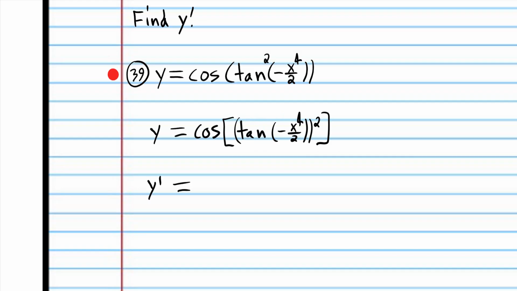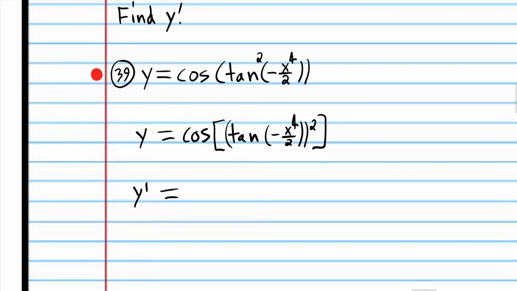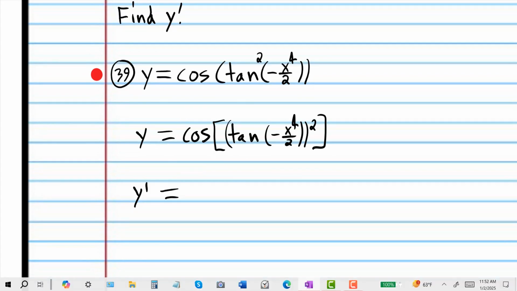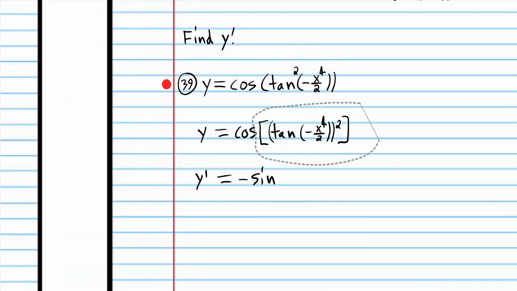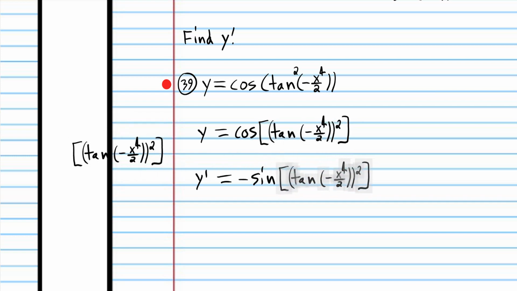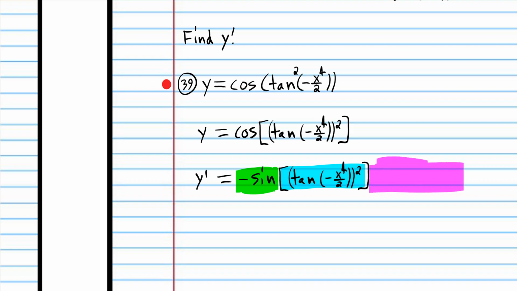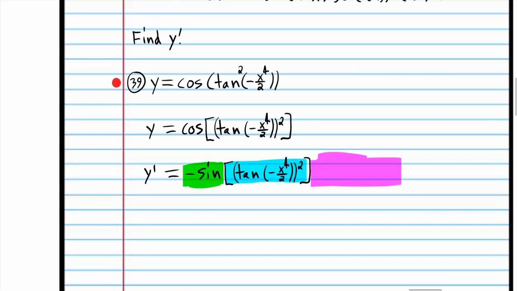First step is to find the derivative of the outside function, which is cosine. Remember, the derivative of cosine is negative sine. And then we're just going to rewrite the inside part. Remember, that's step 2 of the chain rule. So step 1 is the green. Step 2 is the blue. And then step 3, of course, is to multiply by the derivative of the inside function. And the derivative of the inside function is the derivative of all that stuff there.